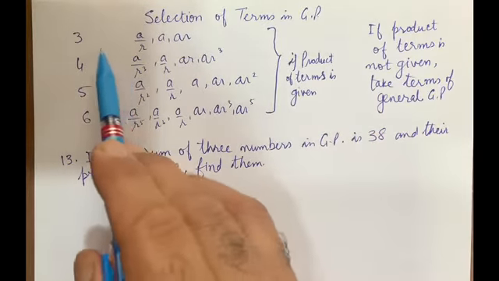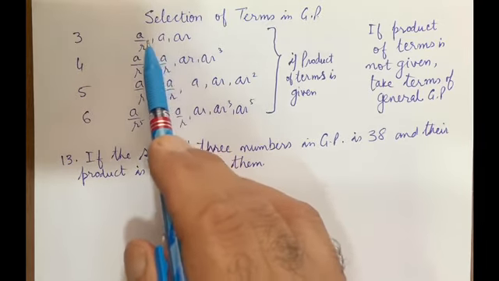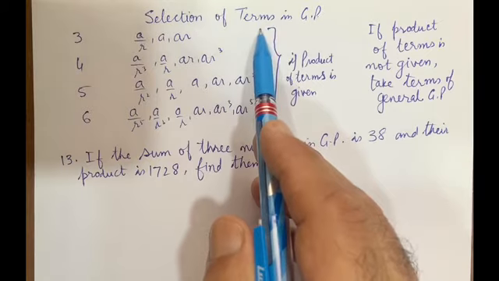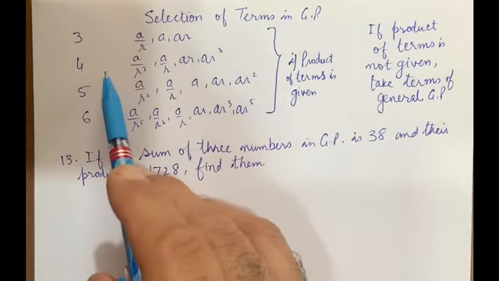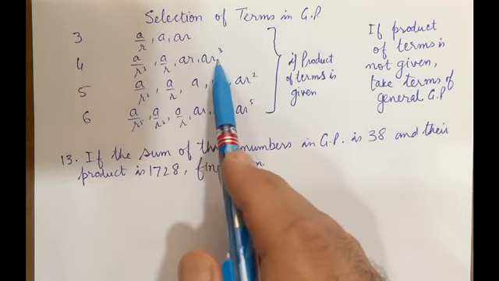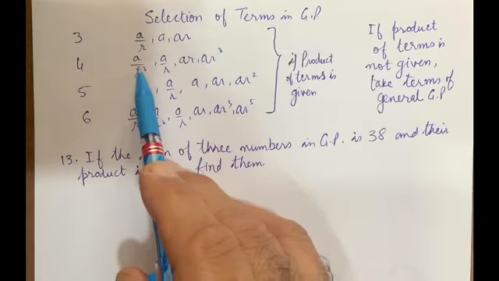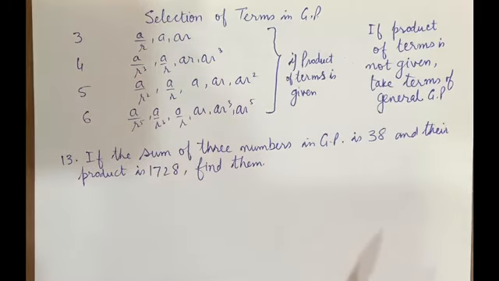Let us say the product of 3 terms is given. So what is this into this into this? r will cancel out, we will have a cube equal to the given value. From that we will find the value of a. Similarly, if the product of 4 terms is given, then in the product of this and this, r's will cancel out, we will have a raised to 4 equal to the given value. That will give us the value of a.